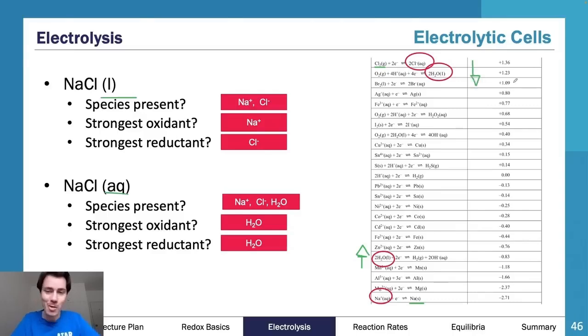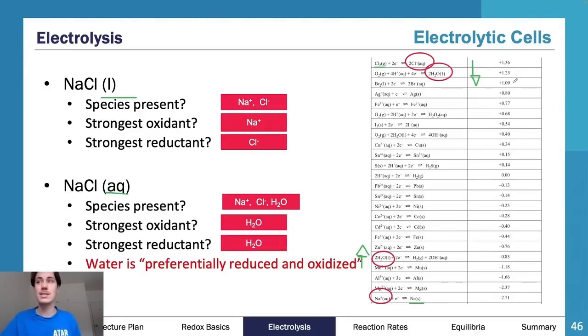So I get H2O reacting with H2O, which is completely useless. And that's what happens in these situations here. So water is being preferentially reduced and oxidized in this situation here, and that's not what we want. We want to avoid this pretty much at all costs.